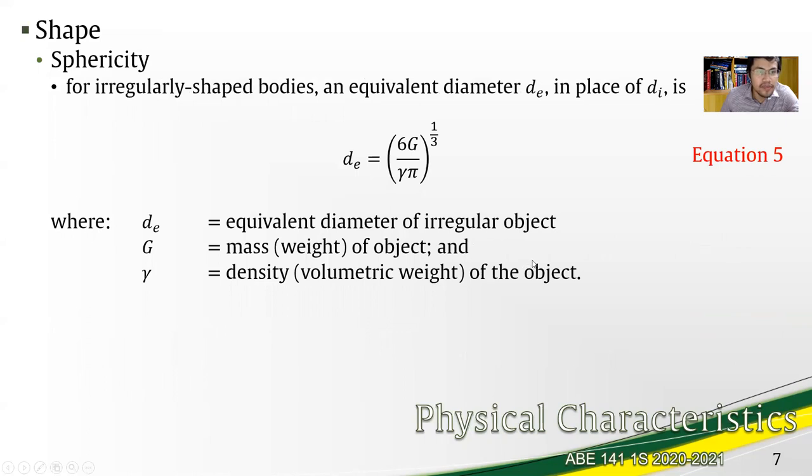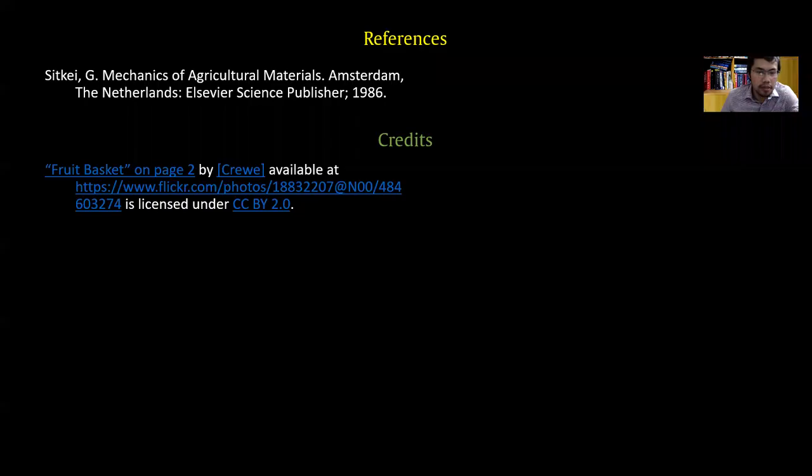Another variation of sphericity is for irregular objects. So for irregularly shaped objects, an equivalent diameter D sub E is used in place of the D sub I. And to get the D sub E, there are the requirements of the mass or weight of the object and the density or volumetric weight of the object. The mass is divided by the density, the weight is divided by the volumetric weight.